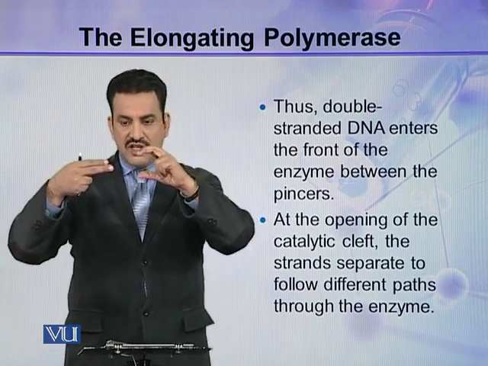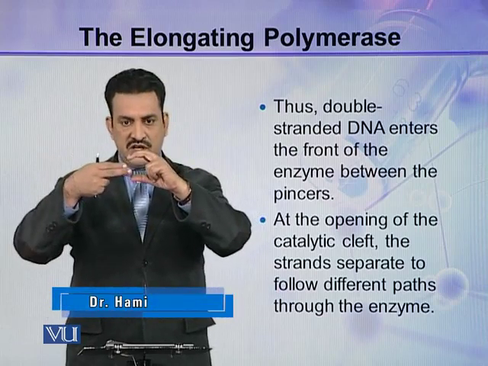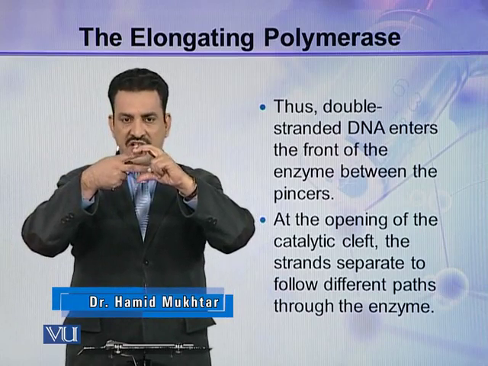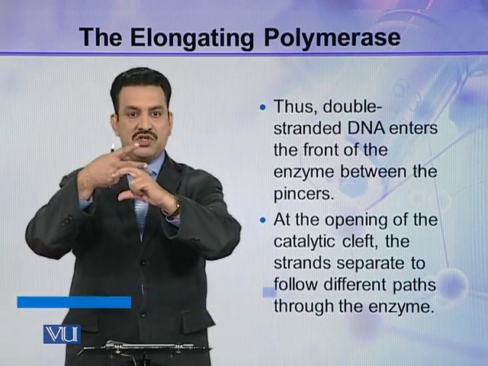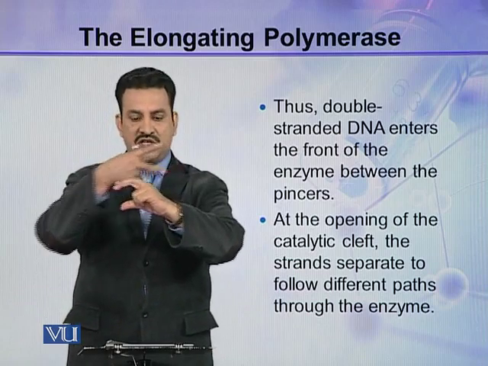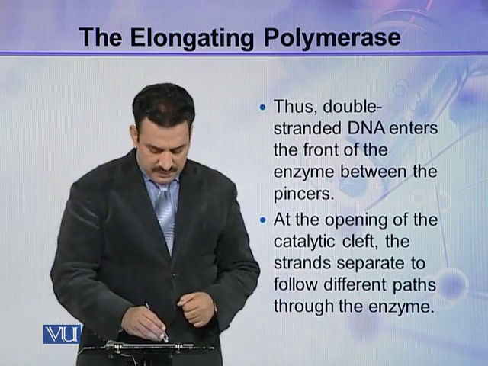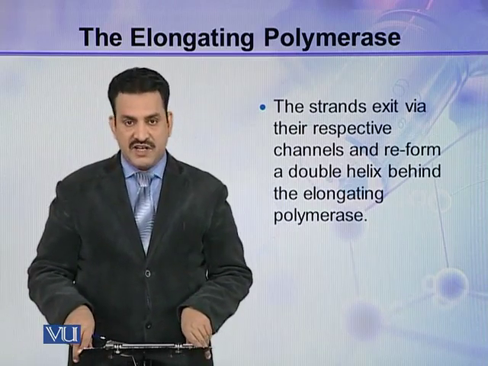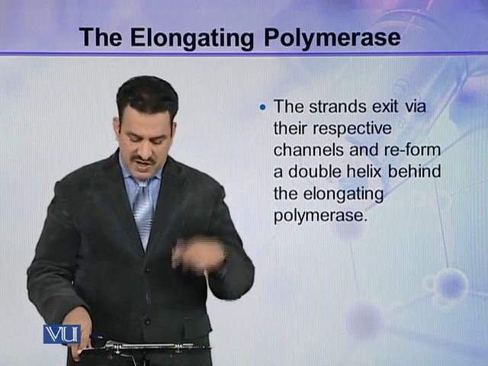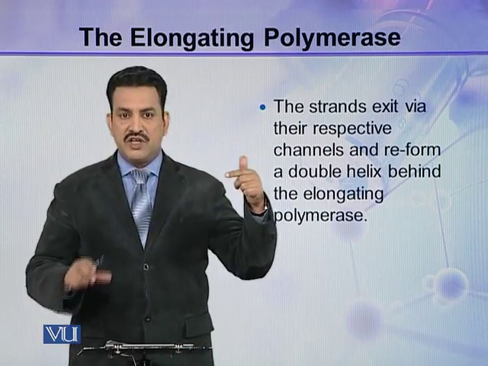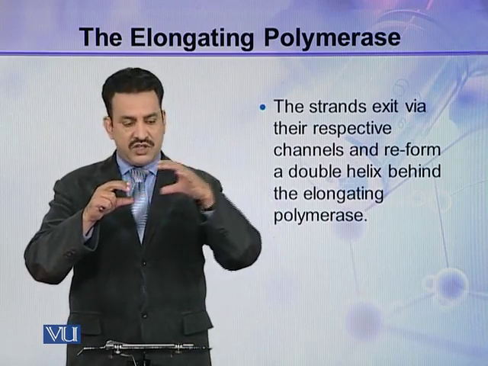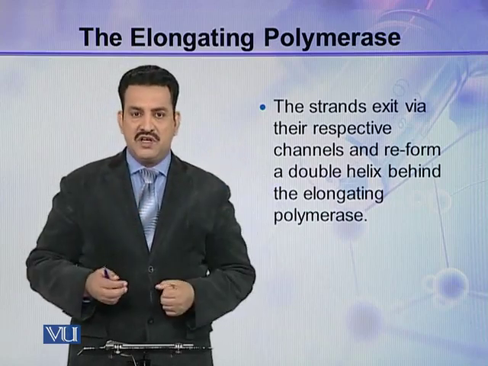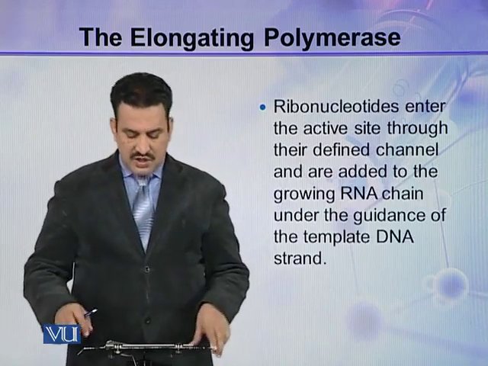So when they enter the enzyme, they are double-stranded. When they reach the active center cleft, they become separated, and the two separate strands take different pathways inside the enzyme. These strands exit via their respective channels and reform a double helix behind the elongating polymerase, and then they exit from the channels behind the polymerase. They reform the DNA helix.